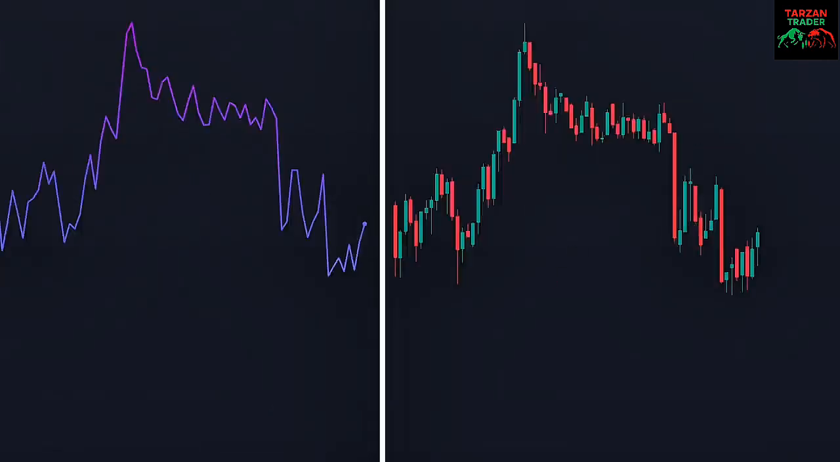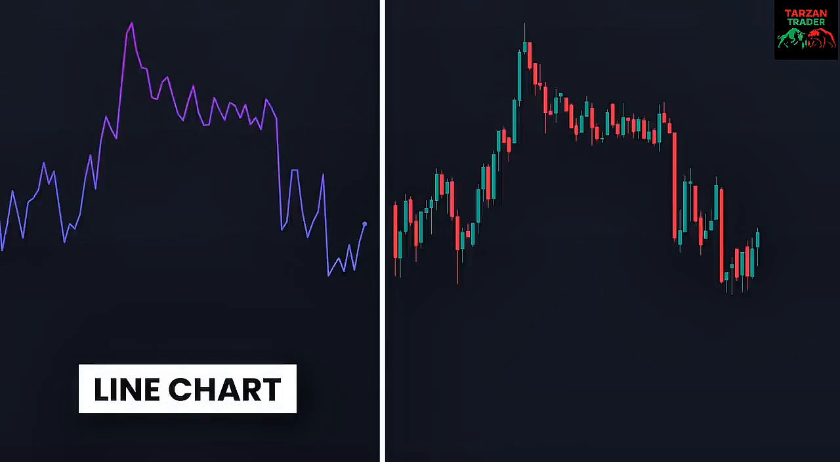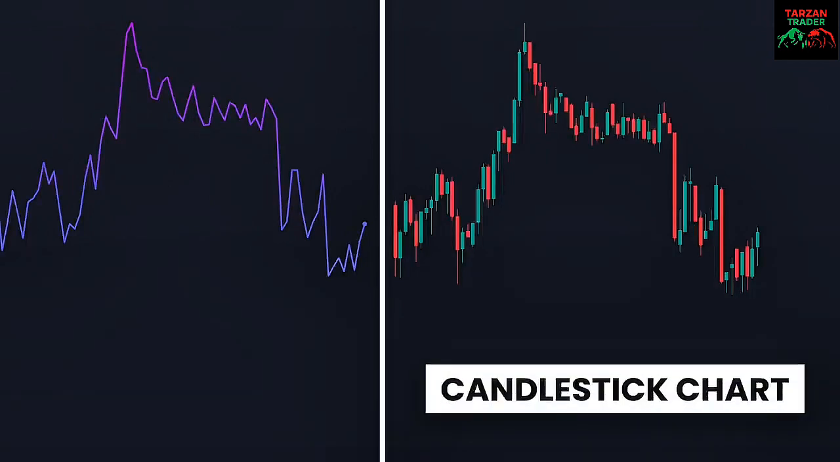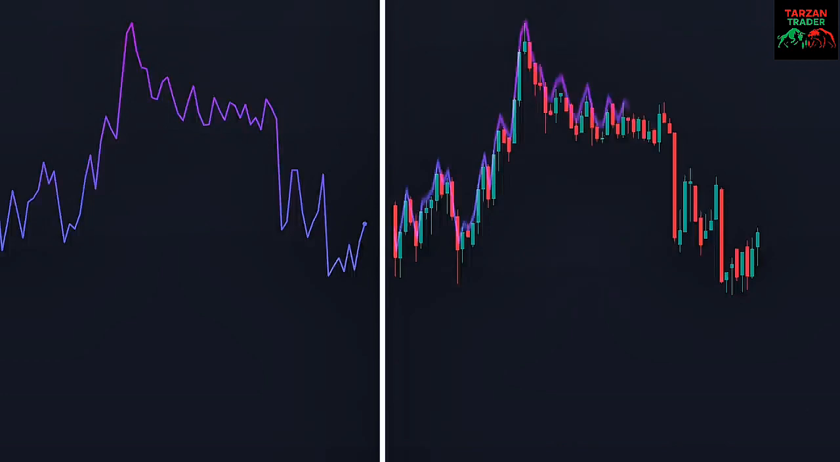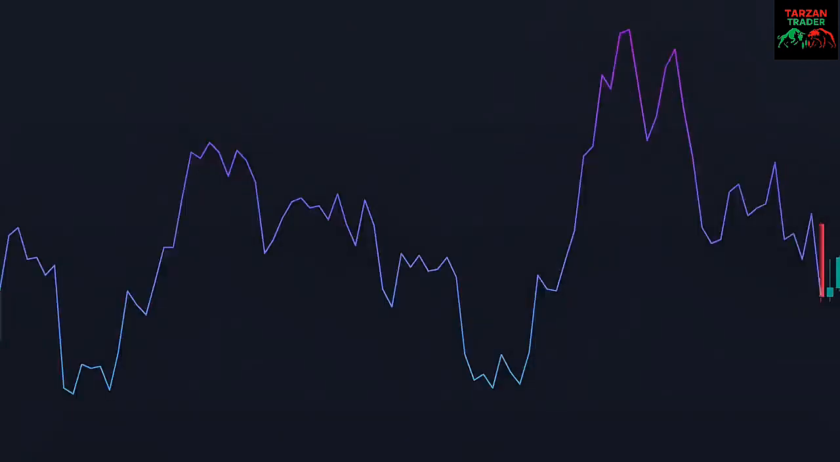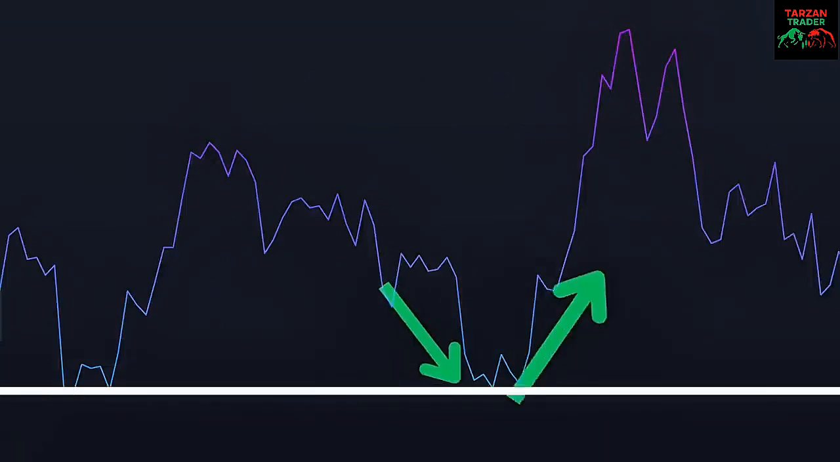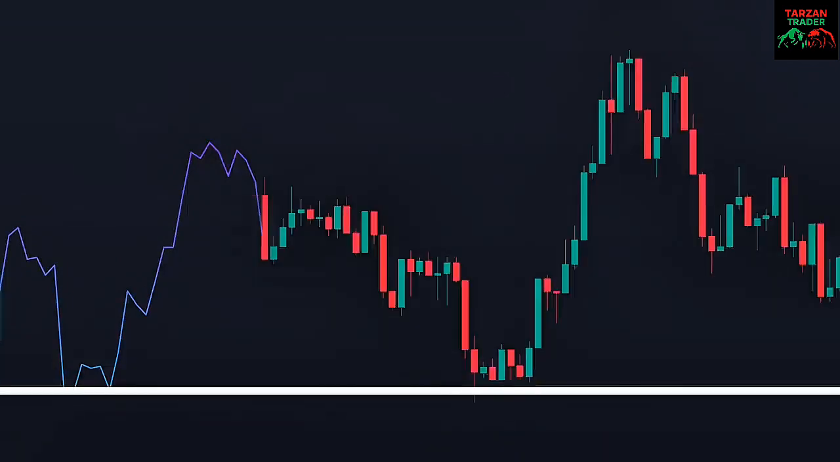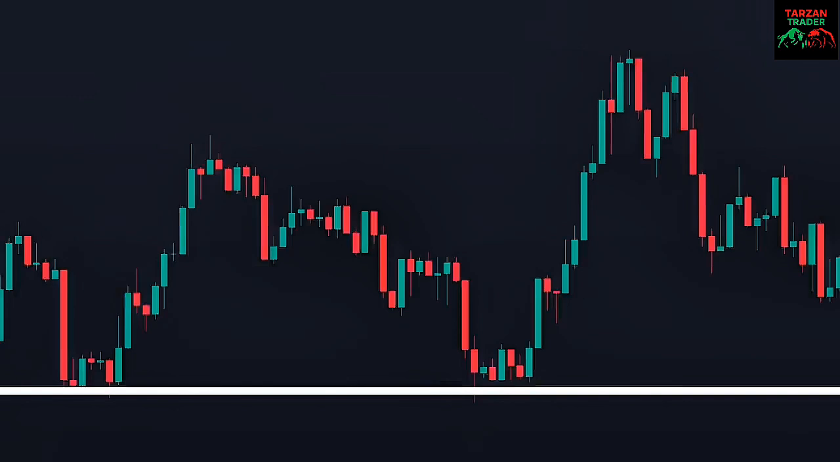Let me break this down for you using a real example. On the left, we have the basic line chart, and on the right, the candlestick chart. Notice how both charts follow a similar pattern, but watch what happens when we dig deeper into the data. The line chart shows us that price hit a support level and bounced. That's all we know. But when we switch to the candlestick chart, a completely different story unfolds.